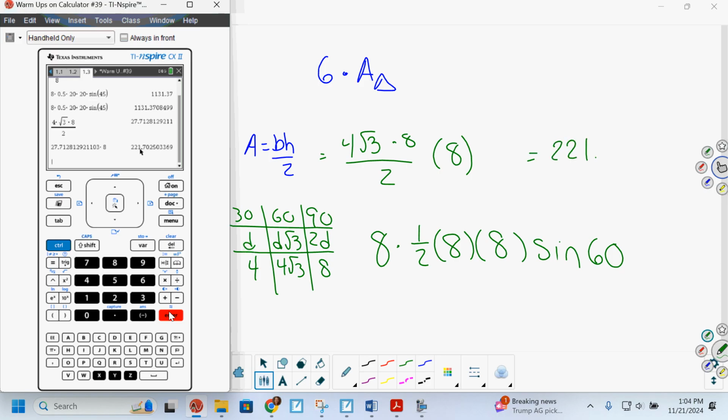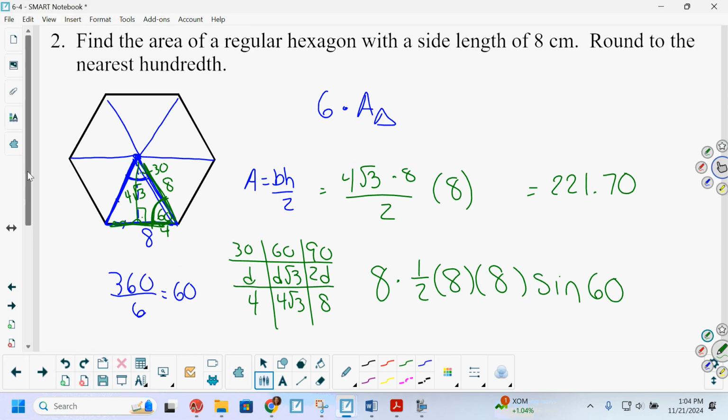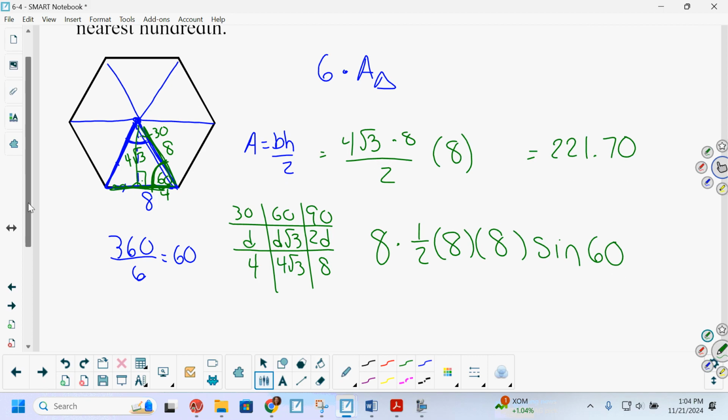And then I think it said nearest hundredth again, so 0.70. So either one of those, yep, it did. Either one of those will work. You can just pick whichever one is easier for you.